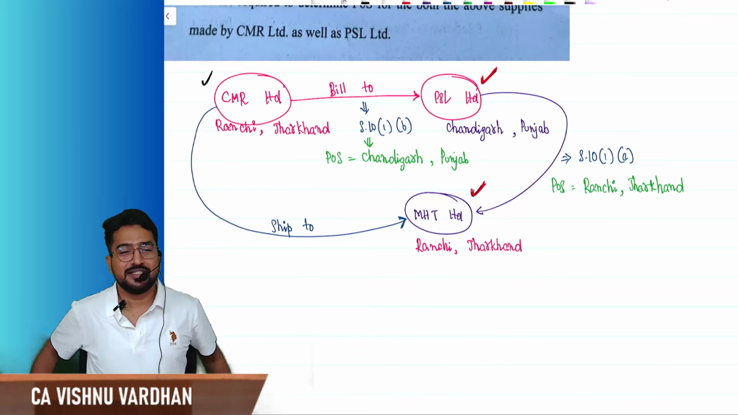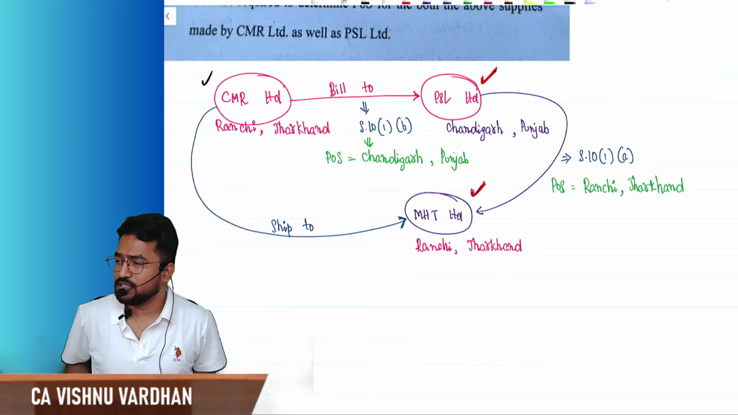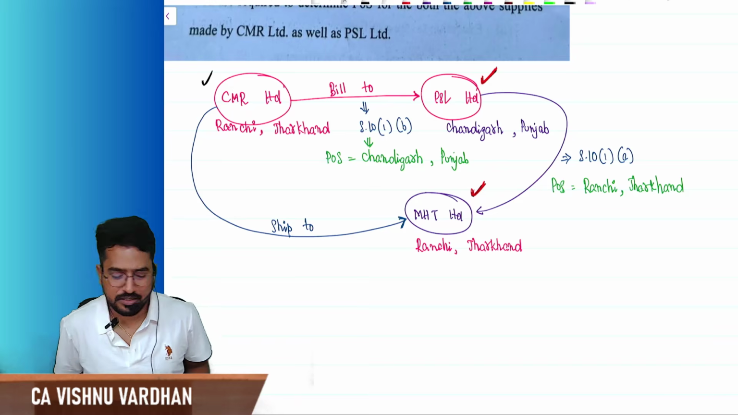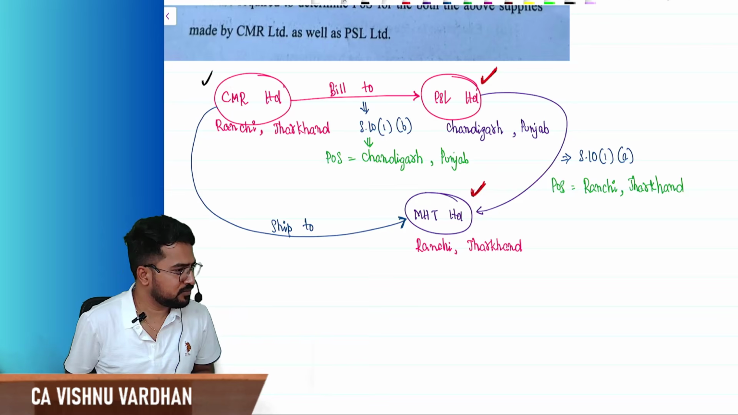Right. This is the answer. POS, Chandigarh, Punjab. POS, Ranchi, Jharkhand. Correct? Have you understood this? Correct, Amma? Devi?